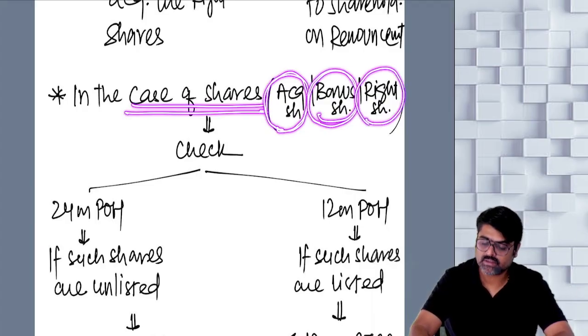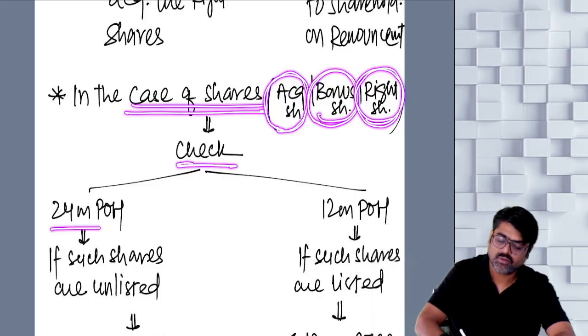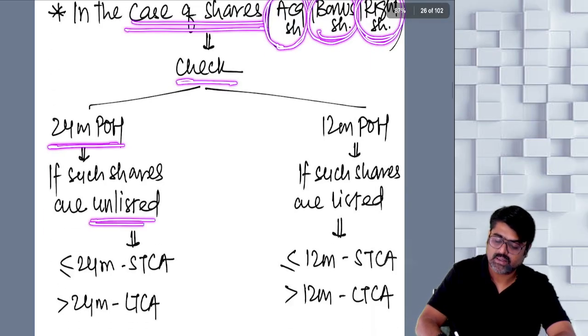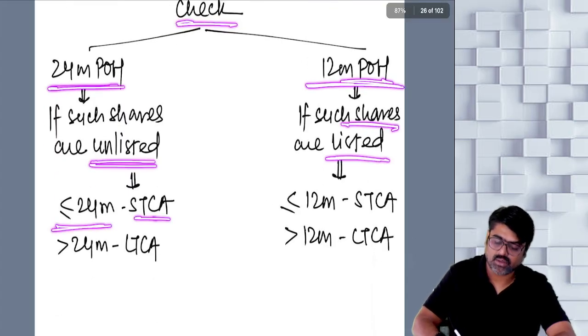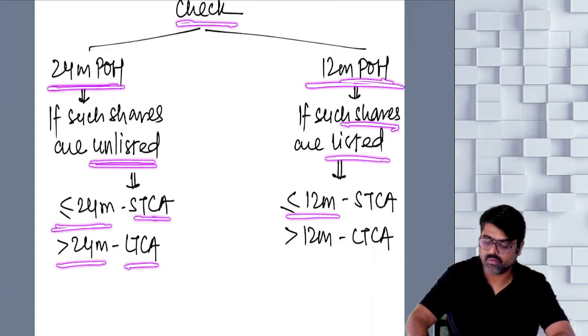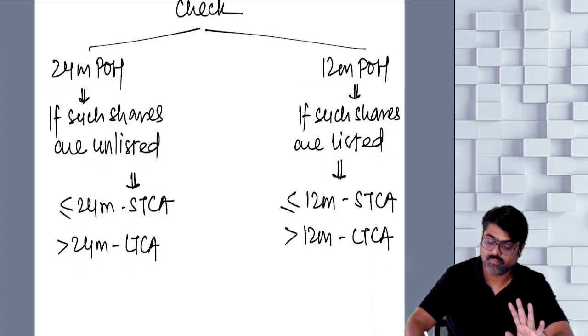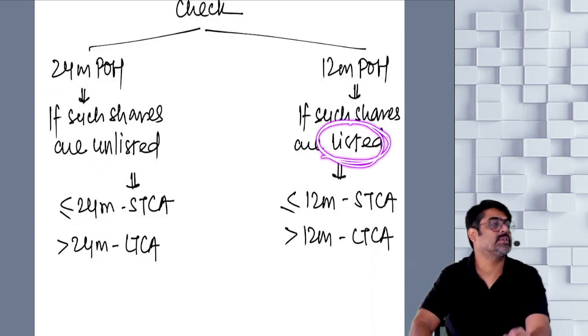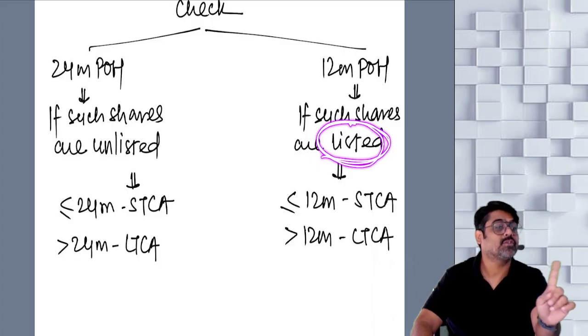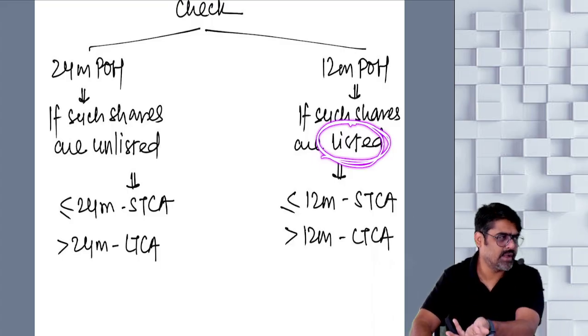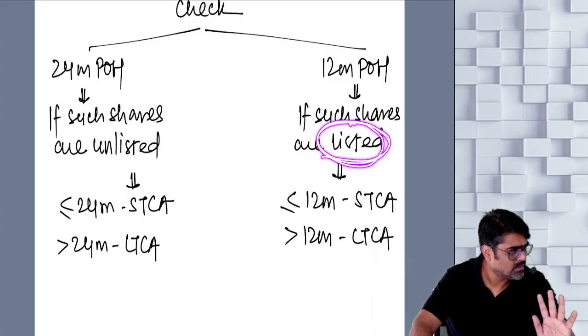So pay attention. Now see, whether shares are acquired, whether shares are bonus shares, whether the shares are right shares, check how many months? If the shares are unlisted, 24 months: 24 or less, short term; more than 24, long term. If the shares are listed, 12 or less, short term; more than 12 months, long term. If the shares are listed, the period of holding will start from the date of purchase till the date of sale. In case of bonus shares, from the date when the bonus shares are credited in your demat account till the date of sale. Yes or no?